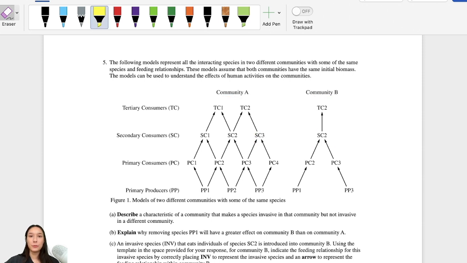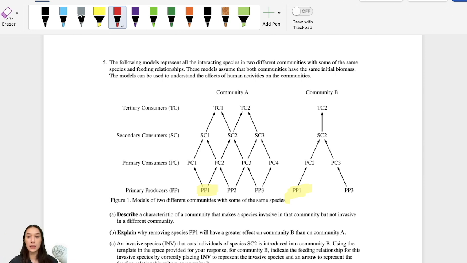So you have primary producer 1 in community A, which is right here, and primary producer 1 in community B, which is right here. They're asking you to explain why removing this would have a greater effect on B as opposed to A. So why would the removal of PP1 affect B more strongly than it would affect A? If you look at where these are on our trophic levels, these are the primary producers. These are the ones that provide all of the energy that are going to go to the chain. These are very, very important.